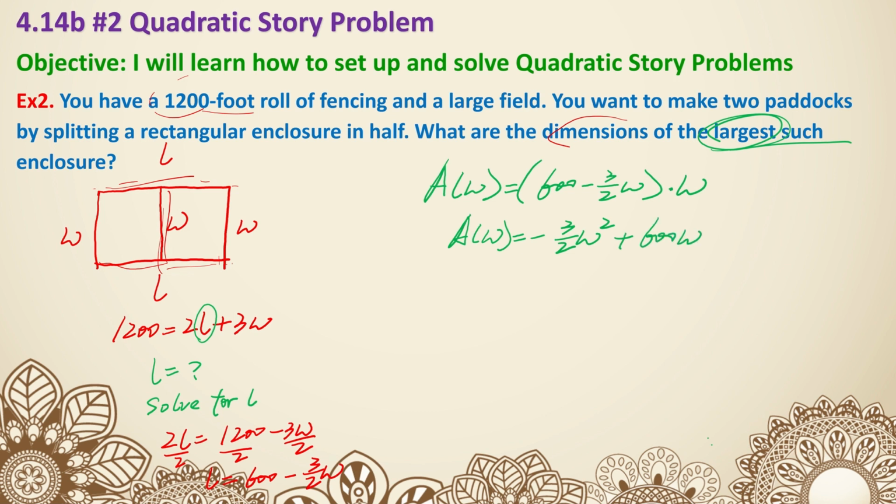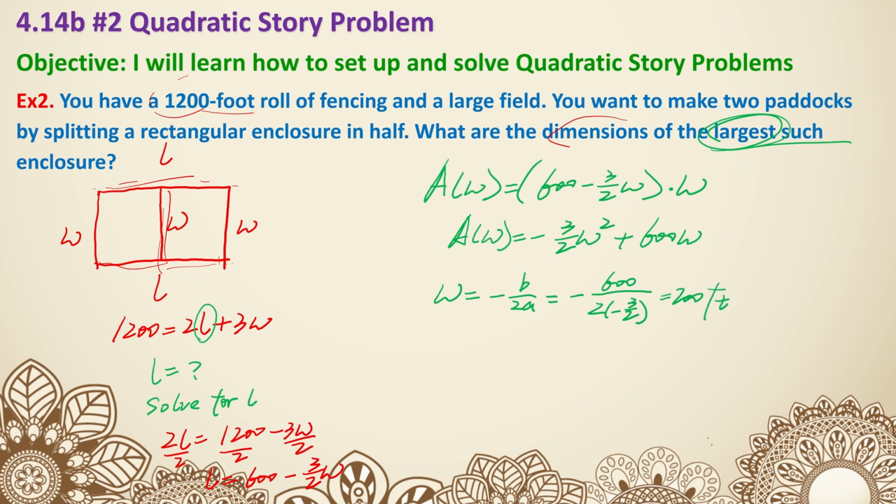We're trying to maximize that area again, so let's find the width to be able to maximize the area, which is negative b over 2a. My b is 600. My a is negative 3/2, so 2a is negative 3. So that's going to be a negative 600 on the top, and on the bottom is a negative 3. So to be able to maximize the area, the width has to be 200.